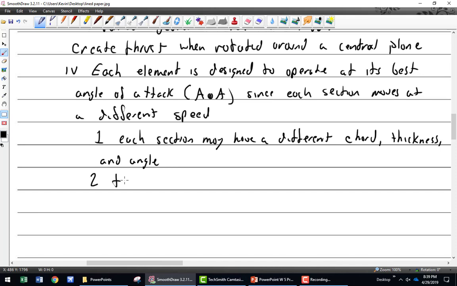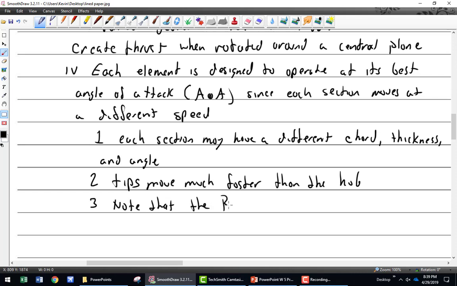All right, tips. Tips move much faster than the hub. Now in revolutions per minute, it's all the same. But in actual speed, miles per hour, inches per minute, however you want to look at it, tips are moving a whole lot faster. I should write this note that the RPM is the same. So don't confuse revolutions per minute with actual speed as in miles per hour.